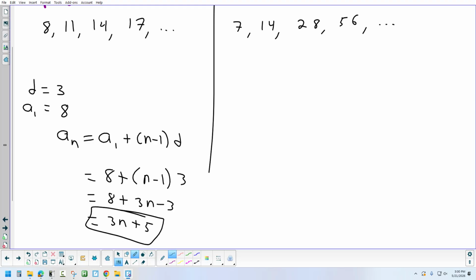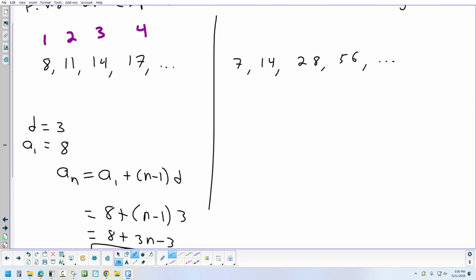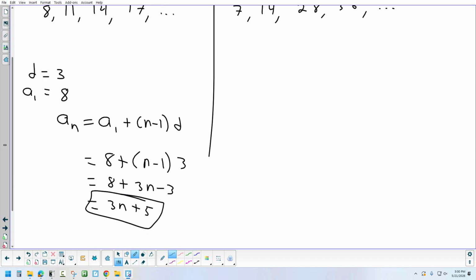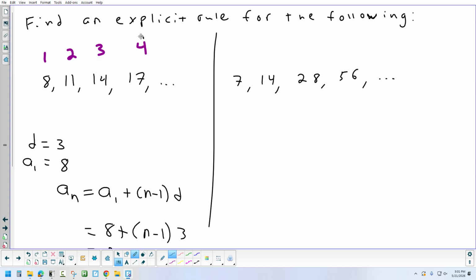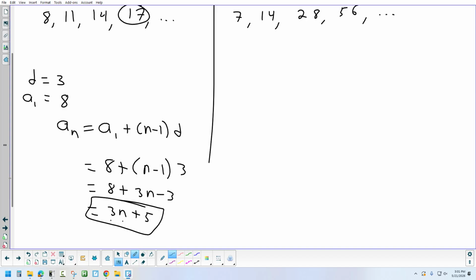And now let's check it. The hope is that if we plug in 4 into that formula, we get 17. What's 3 times 4? Yeah, 12. And what's 12 plus 5? 17. Perfect. So now when you plug in that number, the formula gives you that number. And that's what they're looking for. So the formula is 3 times n plus 5.